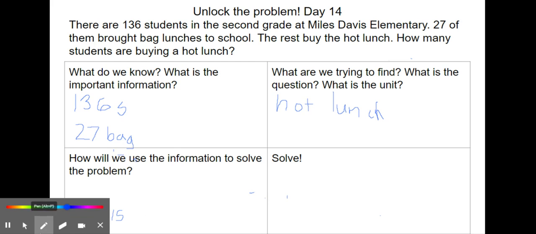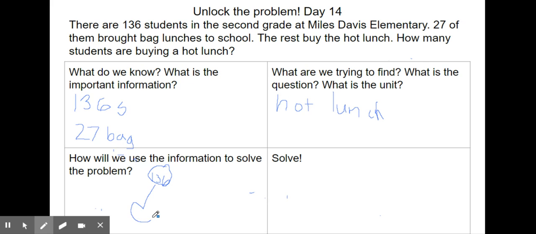Let's look at the next box. How will we use this information to solve the problem? This is where we need to think about what equation we will use to solve the problem. Will we be adding or will we be subtracting? It always helps me to think about what information we know from the top box. We know that there are 136 students. That's my whole. So I'm going to put that in the top of a number bond because that's going to help me think about what type of equation I should write. Where there's 136 students altogether.